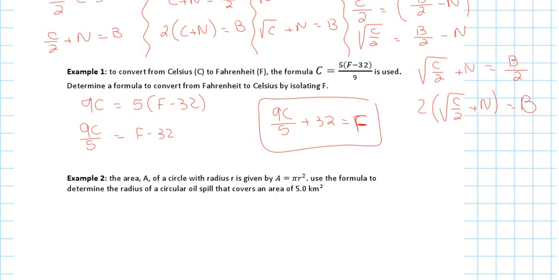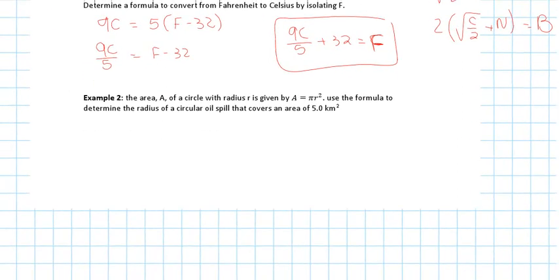The area of a circle with radius r is given by A equals pi r squared. Use the formula to determine the radius of a circular oil spill that covers an area of 5 square kilometers. So what am I solving for? The A is given to me, right? Determine the radius. So I'm looking for the radius given that A is 5 square kilometers, which means I have to isolate for r.